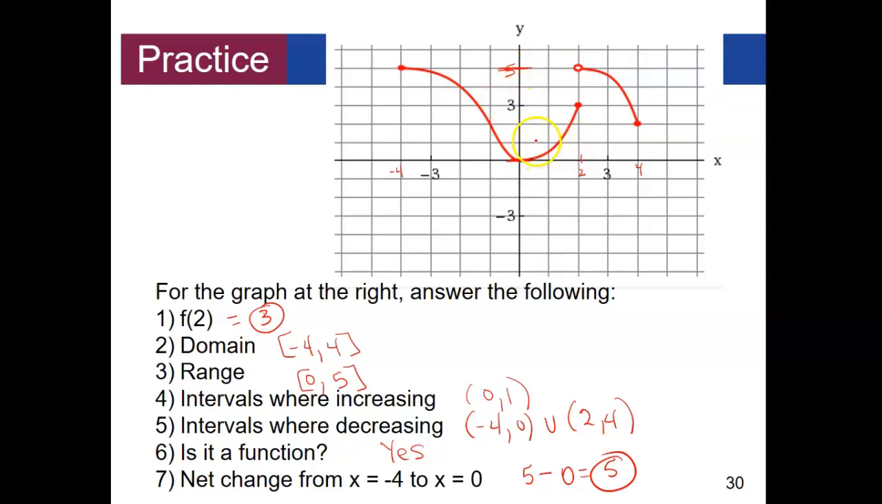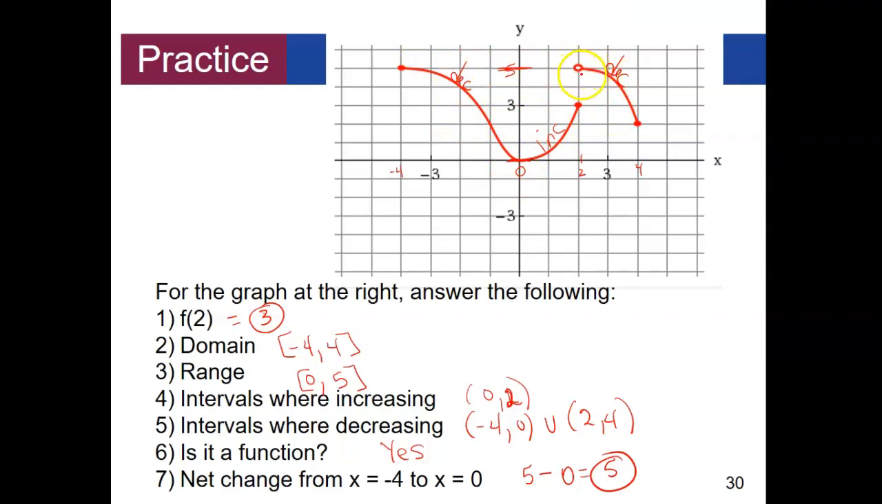The interval where it's increasing here is going to be from 0 to 2. Okay, so 0 to 2, it's increasing. As far as the interval where it's decreasing, over here from -4 over to 0, and then again from 2 to 4. So this is another decreasing section of the graph. Is it a function? It is a function because it passes the vertical line test.